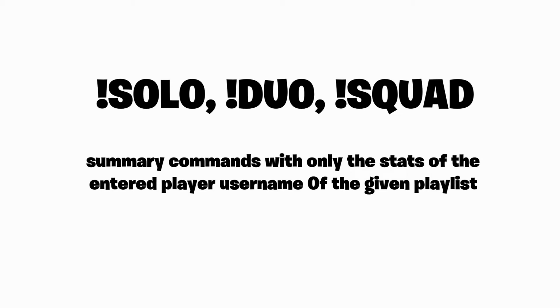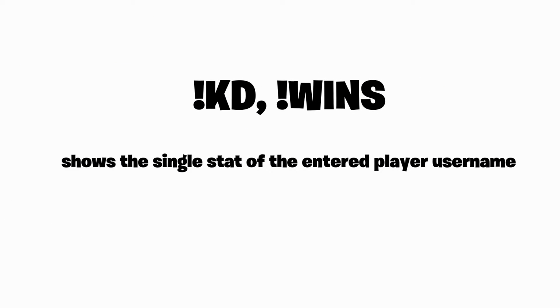The solo, duo, and squad command are summary commands with only stats of the entered player username of a given playlist. So it'll show things like the number of wins, number of matches, their KD, the kills, and the kills per match. Both the KD and wins command show the single stat of the entered player's username.